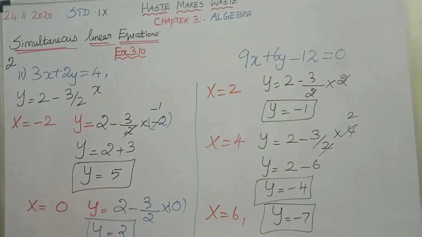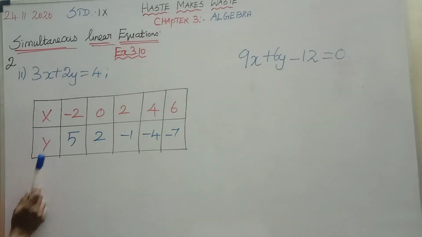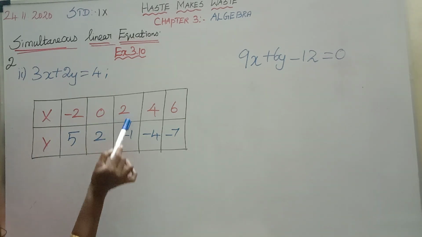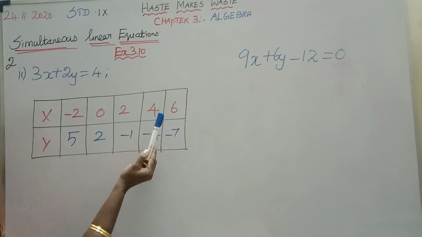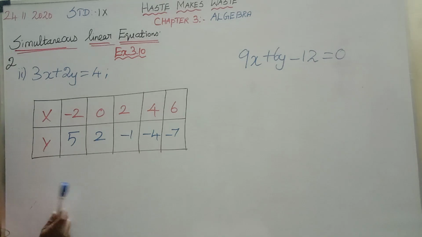Okay, now we are going to make the tabular column. First you substitute and do the values. Next, the tabular column. What is the table value? Now I got, minus 2 means y equal to 5. 0, 2. X is equal to 2 means y equal to minus 1. And 4 equal to minus 4. 6 means minus 7 I got. This is the general equation for y equal to, the equation and the solution equation.